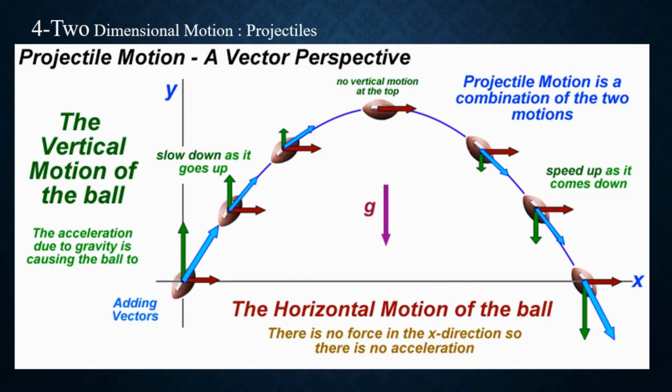The experiment of two-dimensional motion projectiles. The purpose of this experiment is to study the motion of objects moving in two dimensions with constant acceleration, for which projectile motion provides an excellent example.